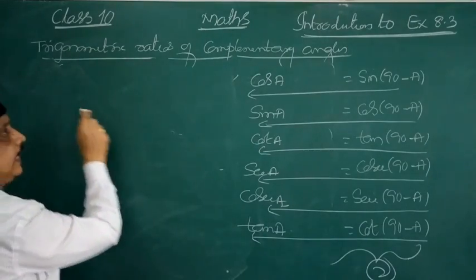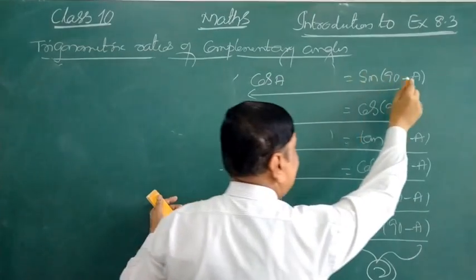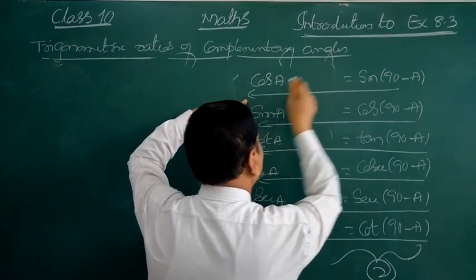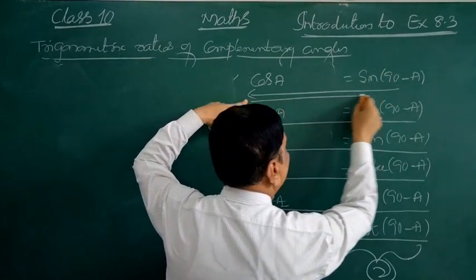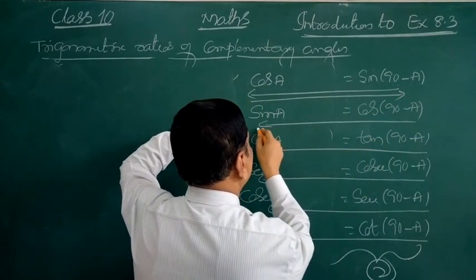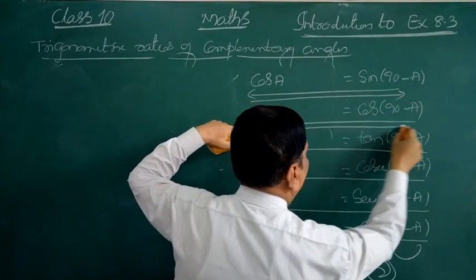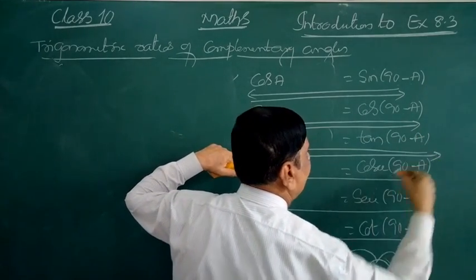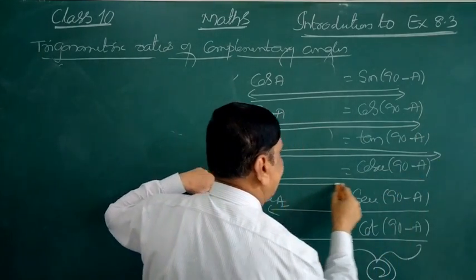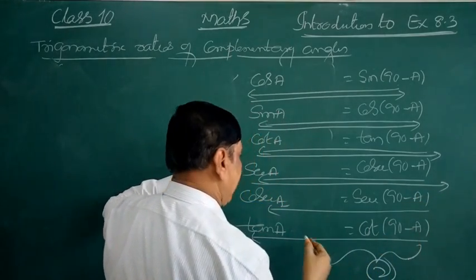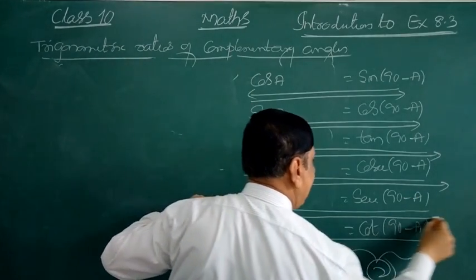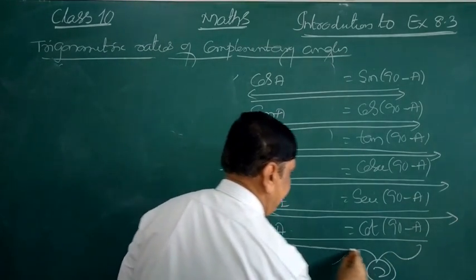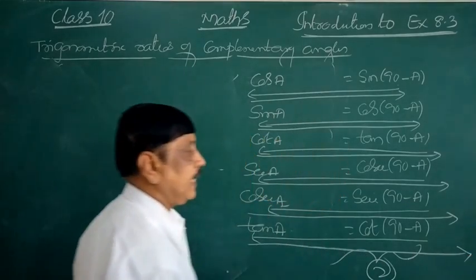Then again you have to learn from LHS to RHS. So cos A can be written as sin of 90 minus A. Sin A can be written as cos of 90 minus A. Cot A can be written as tan of 90 minus A. Secant A can be written as cosecant of 90 minus A. Cosecant A can be written as secant of 90 minus A. Tan A can be written as cot of 90 minus A.